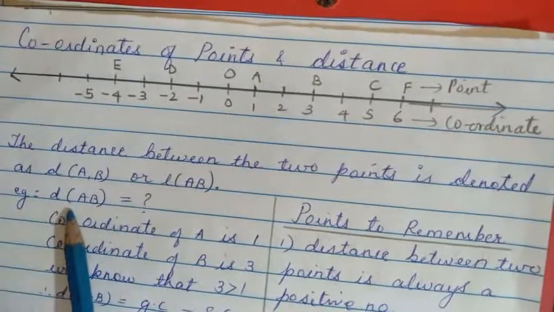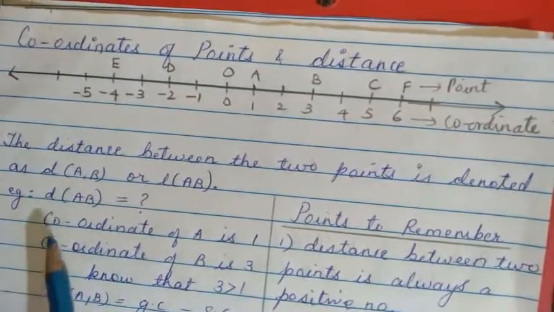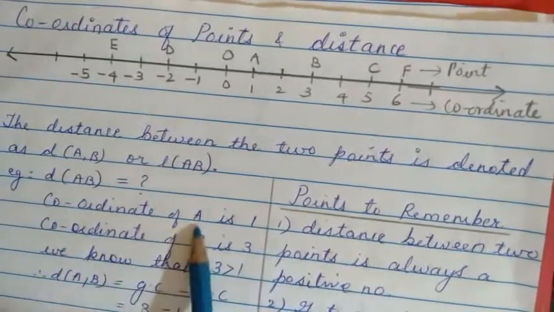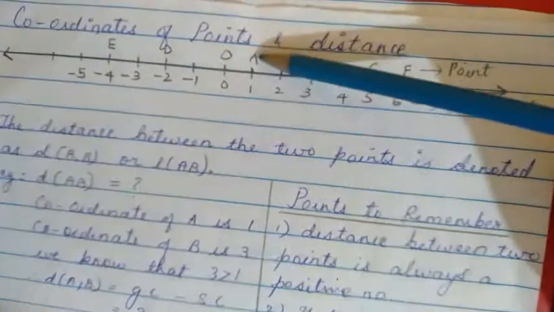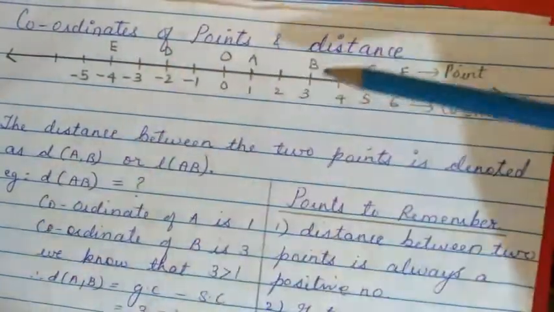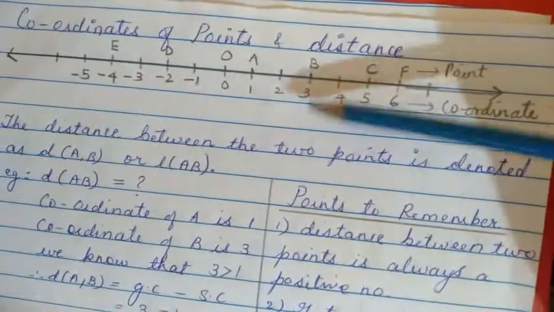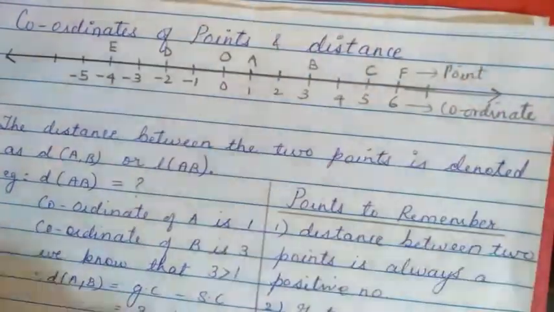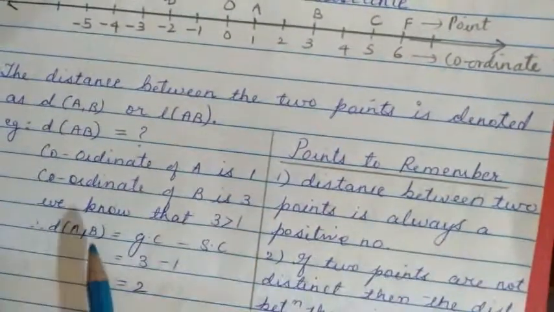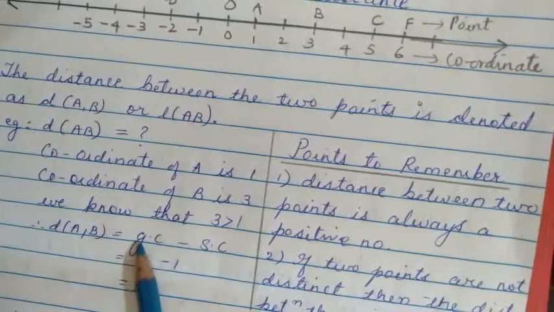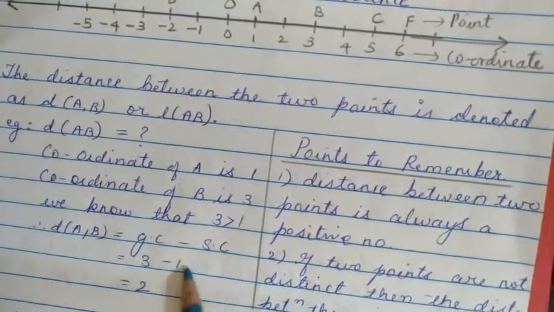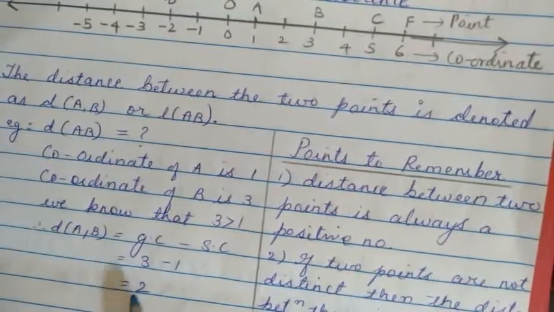Let us find distance AB from the number line, for which we first need to find out the coordinate of point A, and the coordinate of point A on the number line is 1 and the coordinate of B is 3. You can see the coordinate of B is 3 on the number line. Now, we know that 3 is greater than 1. So, distance AB is written as greater coordinate minus the smaller coordinate. 3 minus 1. So, distance AB is equal to 2.